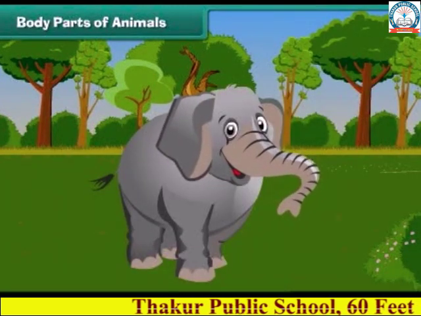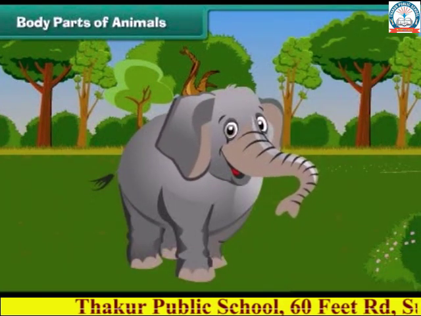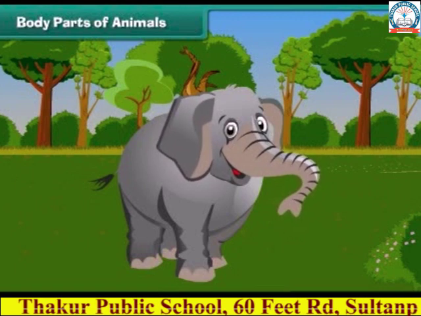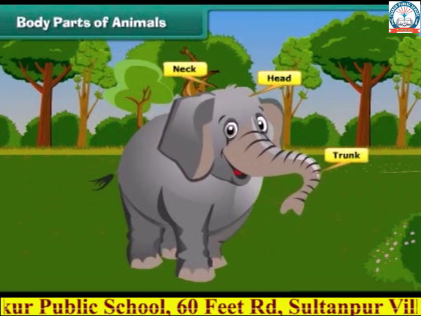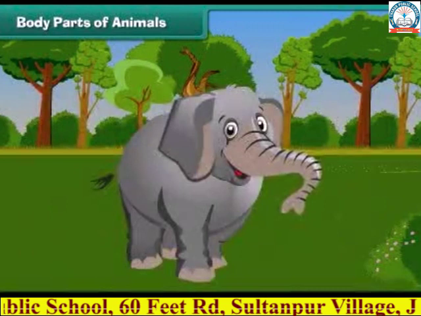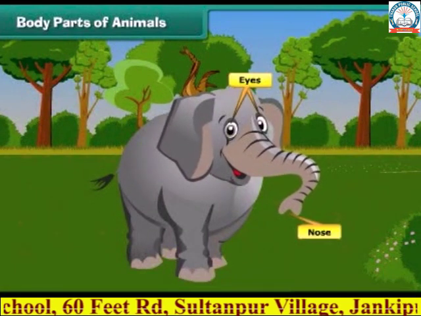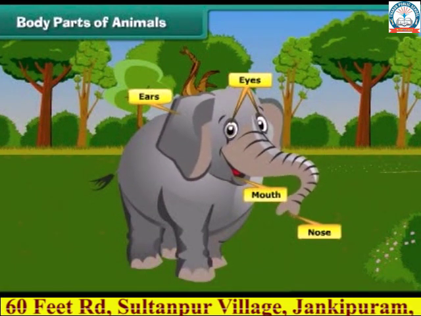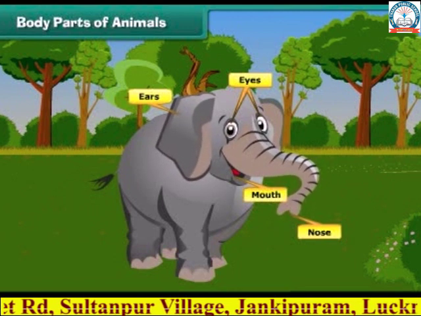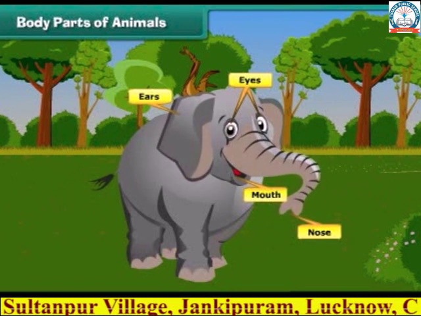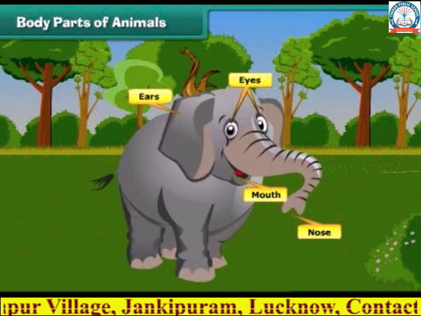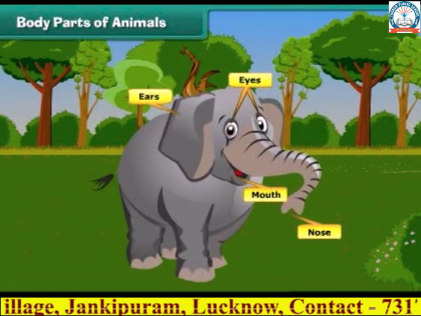Under land animals, the body is mainly divided into 4 parts: head, neck, trunk, and tail. The head bears eyes, nose, ears, and mouth. Next body part is the neck. The neck helps animals move their head up and down and left and right.